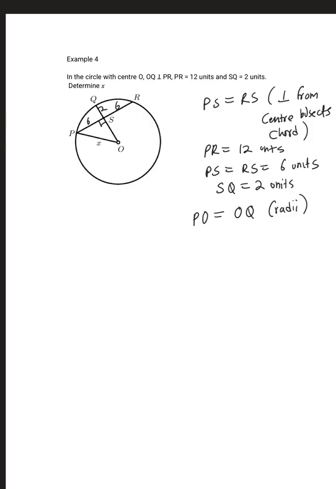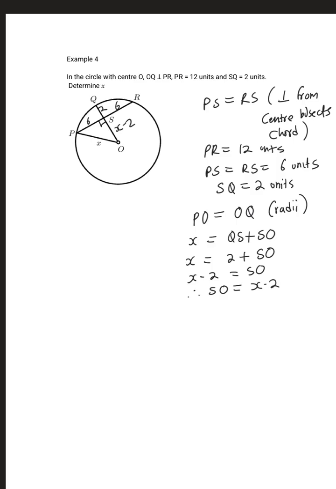So since PO is X, then OQ is made of QS plus SO. And QS is given as 2, so we have 2 plus SO. Then we can take 2 to the other side, and we have X minus 2 is equal to SO. And therefore SO is equal to X minus 2. Then we can write X minus 2 here.